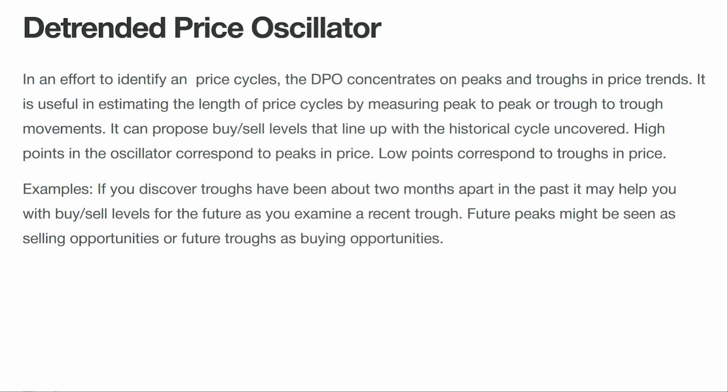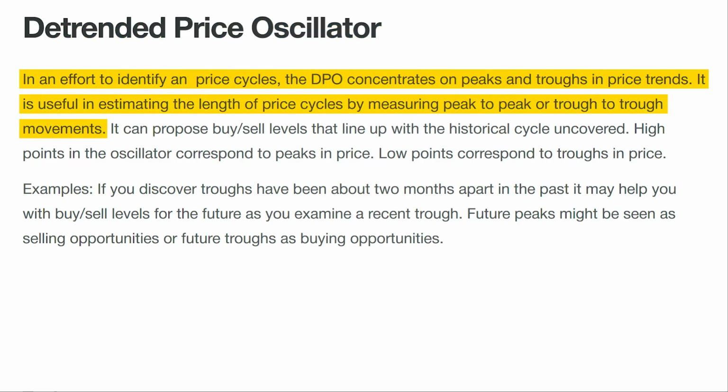Another tool that TC2000 handles beautifully is the detrended price oscillator. Traders call it DPO for short. The whole point of DPO is to help you identify price cycles. It focuses on peaks and troughs in price trends by removing the longer-term trend from the equation. This is useful for estimating the length of price cycles. You measure peak-to-peak or trough-to-trough movements, and DPO helps you see those patterns clearly.